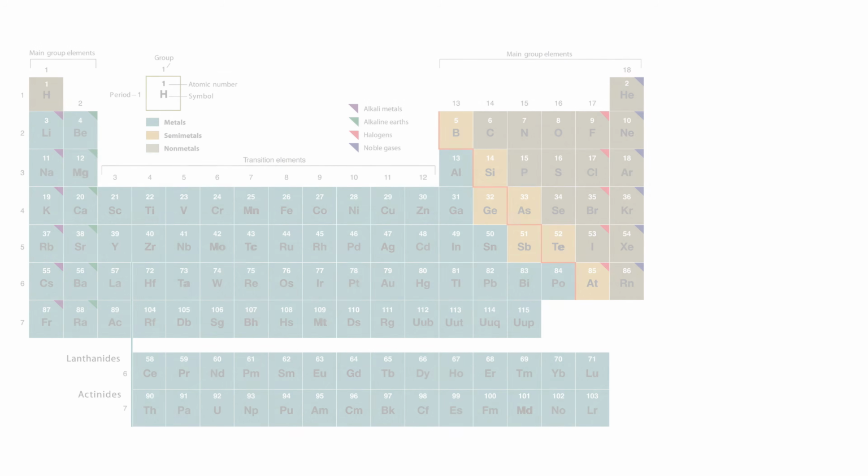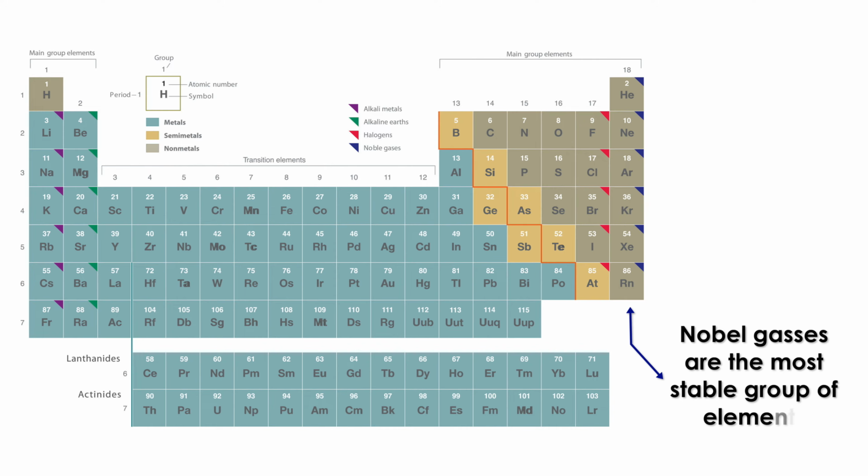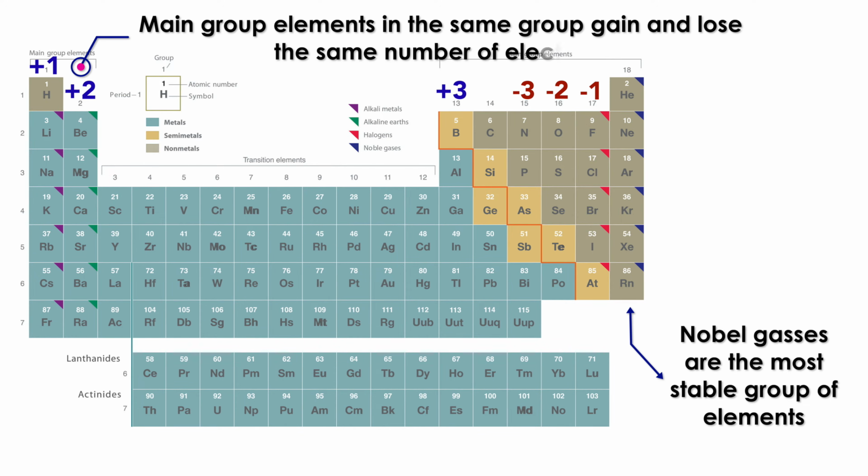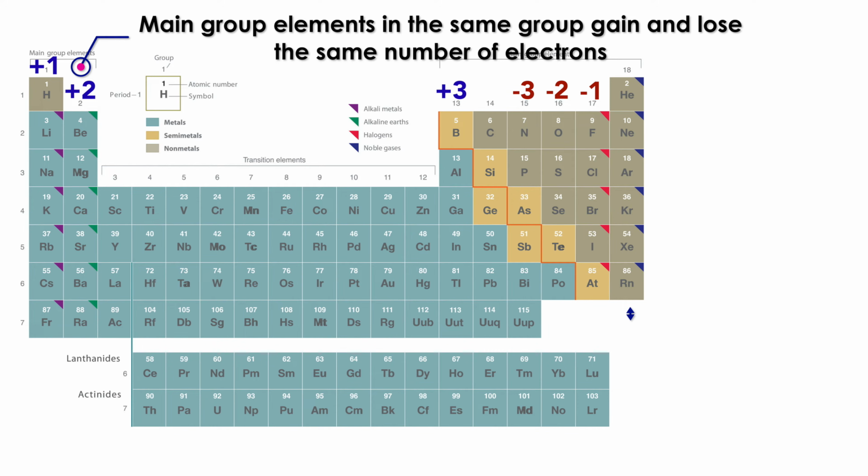The number of electrons gained or lost depends on the element. Each element wants to have the same number of electrons as a noble gas, which has 8 valence electrons, because these are the most stable elements on the periodic table. So elements gain or lose electrons until they have the same number of electrons as the closest noble gas.